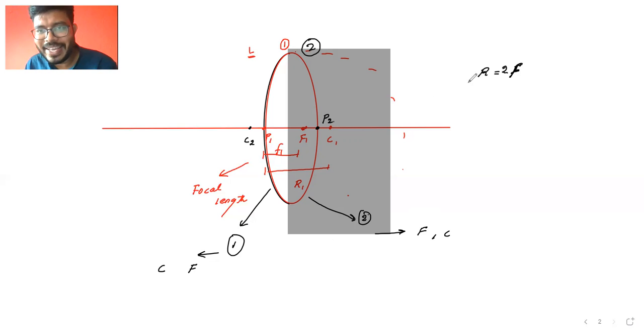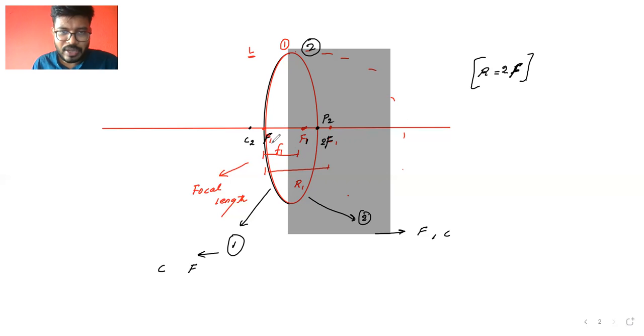Or else we can take, instead of your radius, that radius is nothing but your center of curvature. So when you're discussing with the lenses, we won't take the radius. We'll take your focus. That means here, if you see that it is your focus F1, this will be your focus 2F1. So 2 times of F1 is nothing but your radius of curvature, or we can say it as a center of curvature.